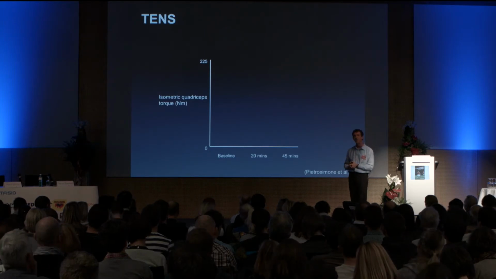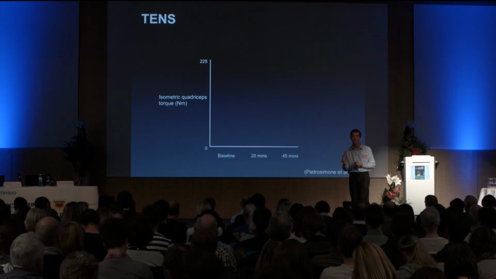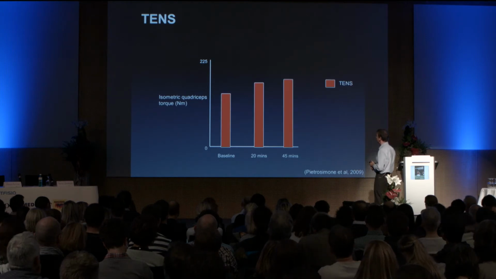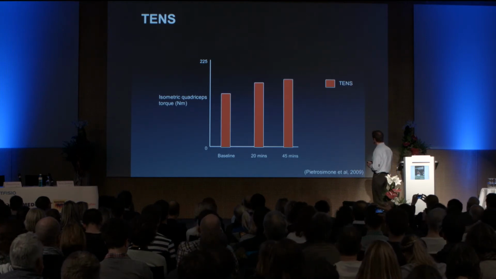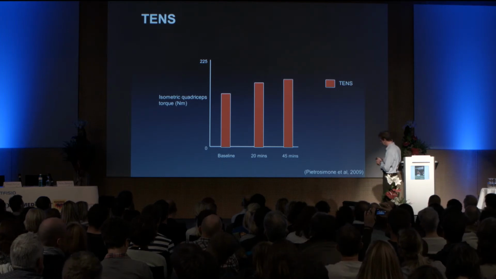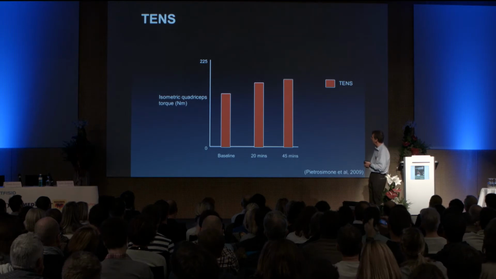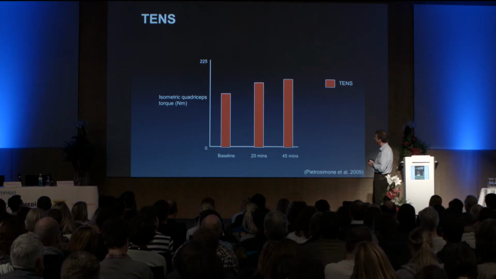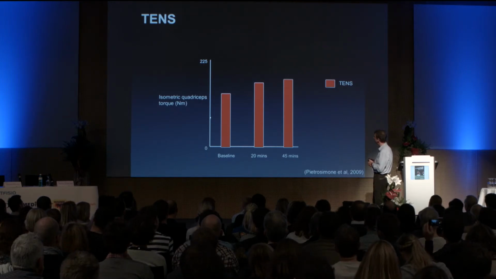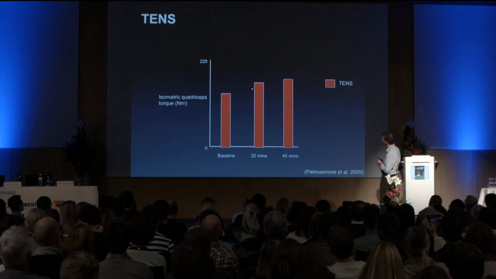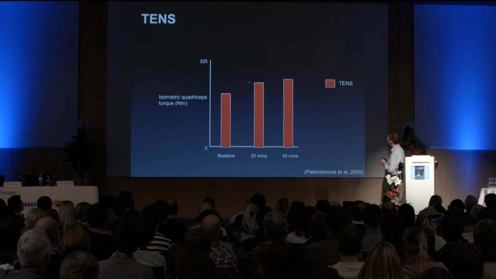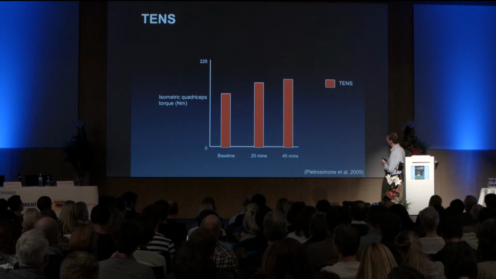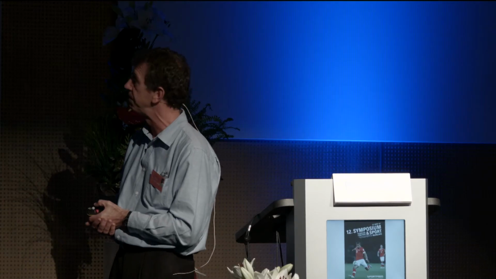TENS is another way in which you can create the same window of opportunity, decrease this inhibition, and strengthen the quadriceps more effectively. This is from the work of Pietro Simoni, and what he did was put a TENS device over the knee and then got individuals to do baseline isometric quads activation or strength test, which is what you see here. 20 minutes later, you can see an improvement in torque going on, and 45 minutes of TENS. Again, he's still got an improvement going on there, despite the fact that the joint has fluid in it.